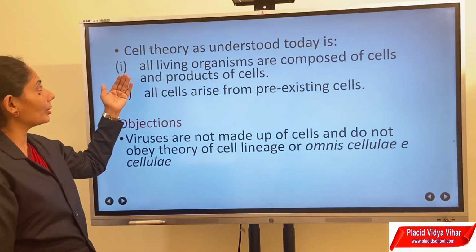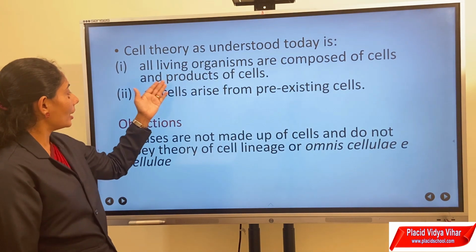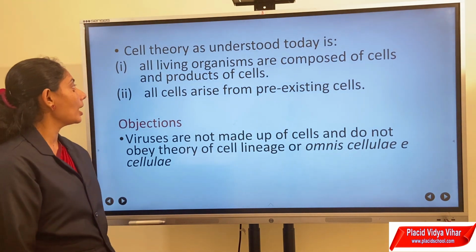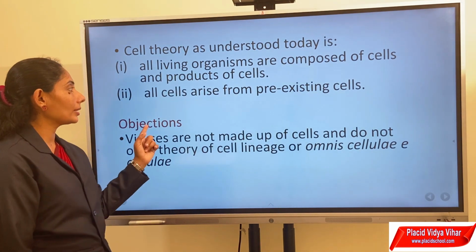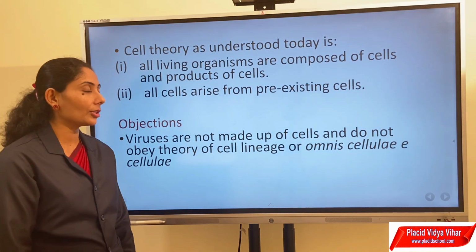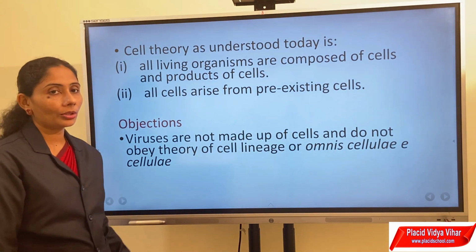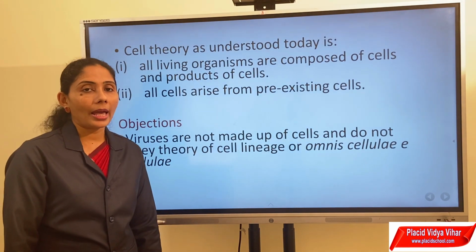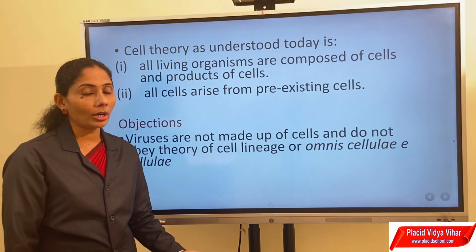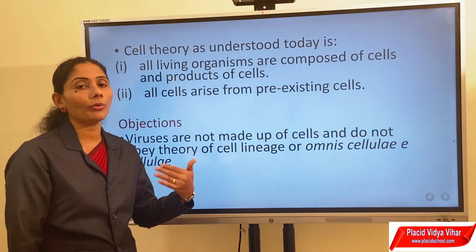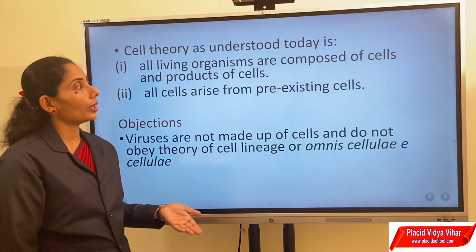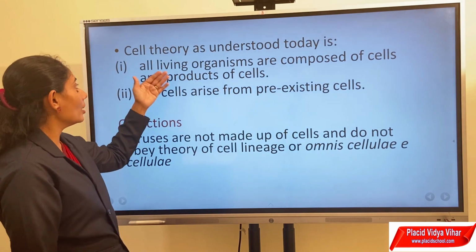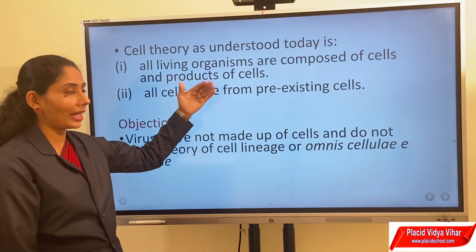So today the cell theory is understood in the following points. All living organisms are composed of cells and products of cells. All cells arise from pre-existing cells through cell division. Initially the cell theory was proposed by Matthias Schleiden and Theodor Schwann, but they could not explain how new cells arise. That was explained by Rudolf Virchow. So the final cell theory comes like this.